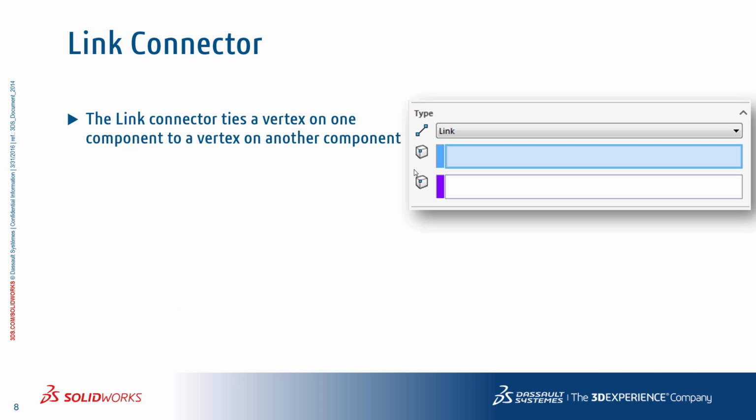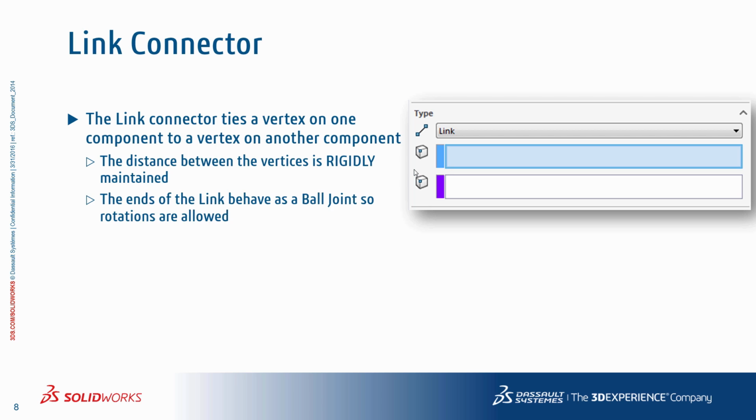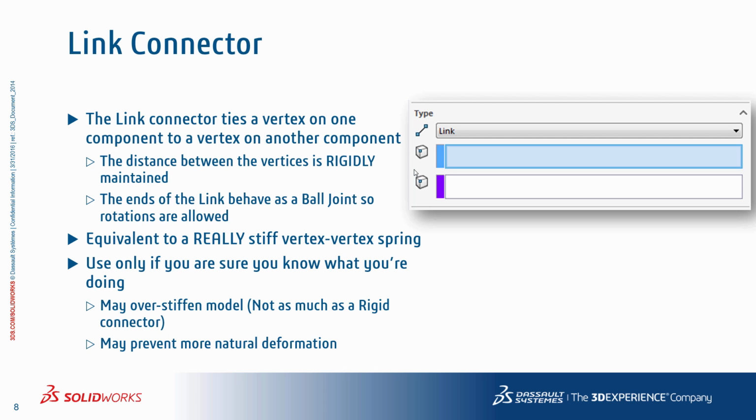The link connector is another highly idealized connector. Like the rigid connector, it ties the distance of the vertices to each other rigidly, but does allow for some local rotations at the end of the link, much like a connection through a ball joint. This is also an equivalent of a very stiff vertex to vertex type spring connection. So again, while less rigid than the rigid connector, the link connector should only be used if you truly understand the effect it has on your model.